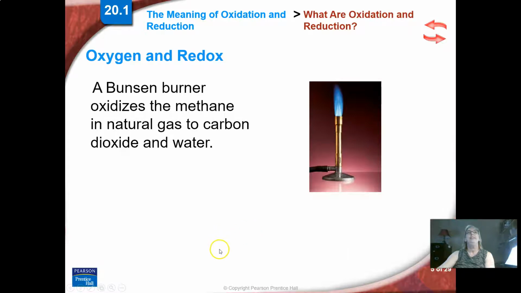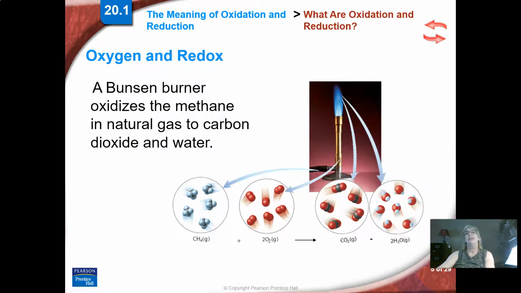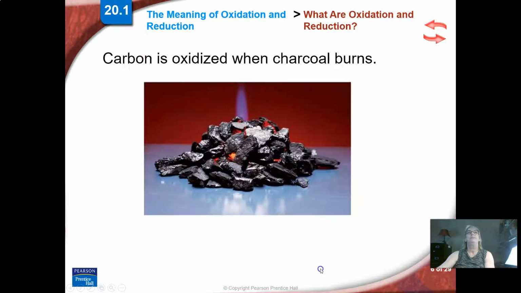So here's a Bunsen burner. It's oxidizing the methane fuel that's coming in here, allowing oxygen to react with the methane, and we're forming carbon dioxide and water. So this is a redox reaction. We have methane in the burner, oxygen coming in through the air, and we're forming CO2 with that, and we're also forming water. Remember, anytime we have a combustion reaction, we have a fuel and oxygen, and we're forming CO2 and water. That's something we have to know.